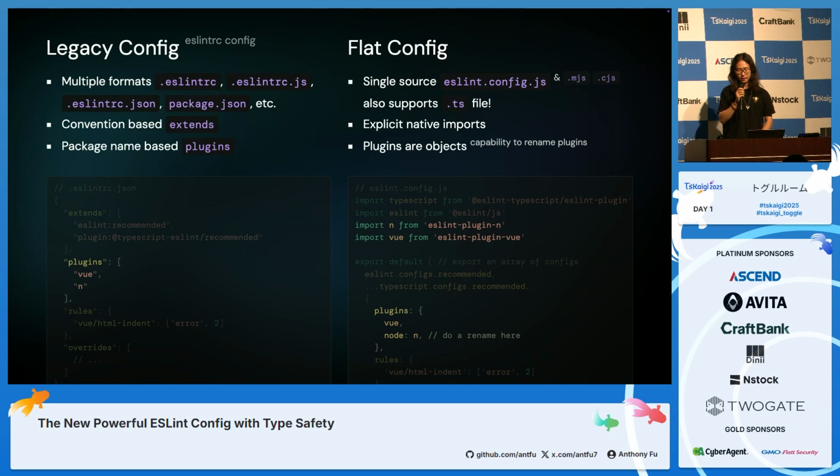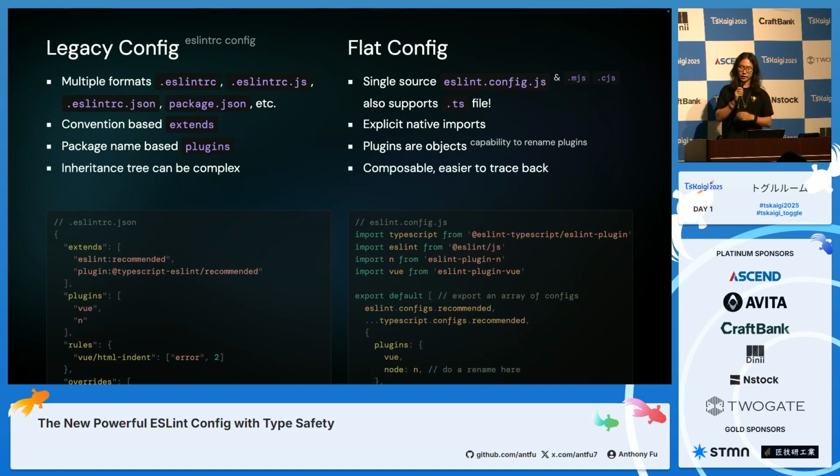For plugins, the legacy config uses an array of strings, which once again is a convention. You have to know that, for example, plugin vue is going to resolve to the eslint-plugin-vue package. On the other hand, the flat config uses a named object for plugins, which means you can now rename plugins easily or switch to a fork without being forced to change every rule if you have a different package.